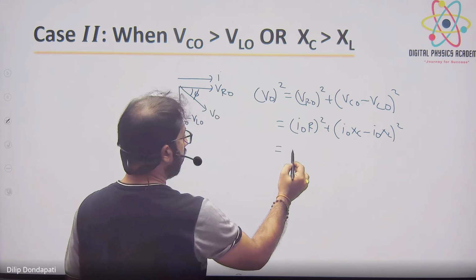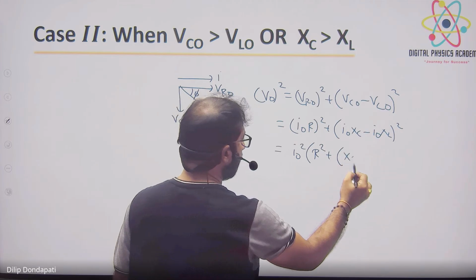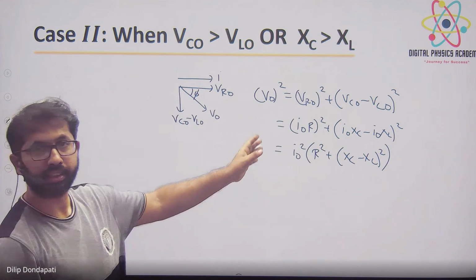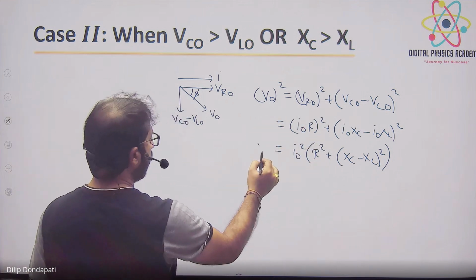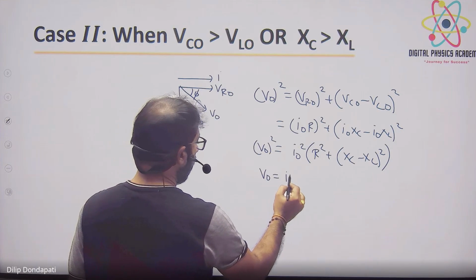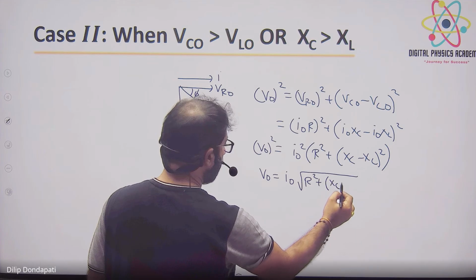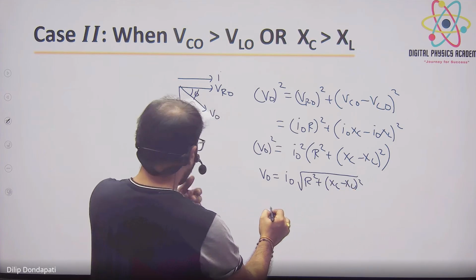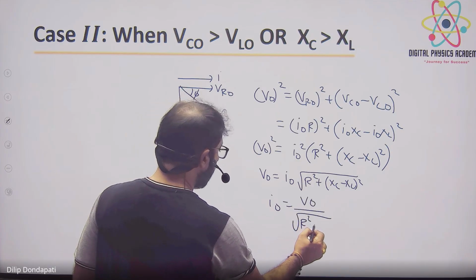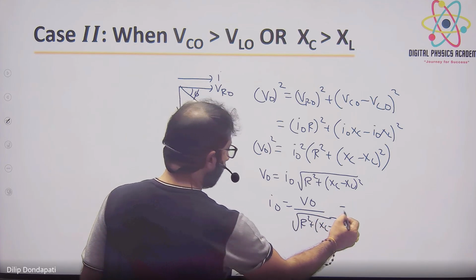So क्या होगा, I naught square कॉमन लेंगे तो R square plus, देखो XC minus XL whole square आ रहा है, बिकॉज कैपेसिटर जीत रहे हैं ना. So XC minus XL whole square आएगा, V naught square. So रूट को निकाल दिया तो V naught is equal to I naught under root R square plus XC minus XL whole square. So therefore I naught is equal to V naught by under root R square plus XC minus XL whole square. It's acting like Z only, V naught by Z.